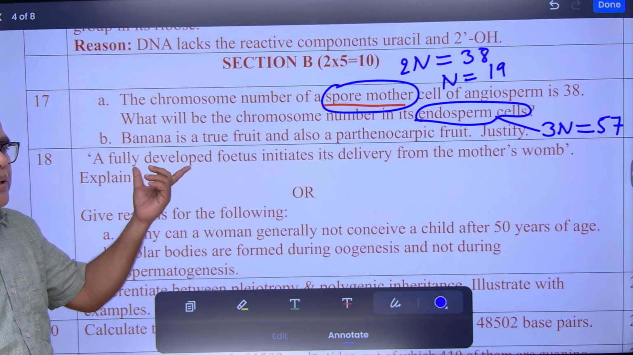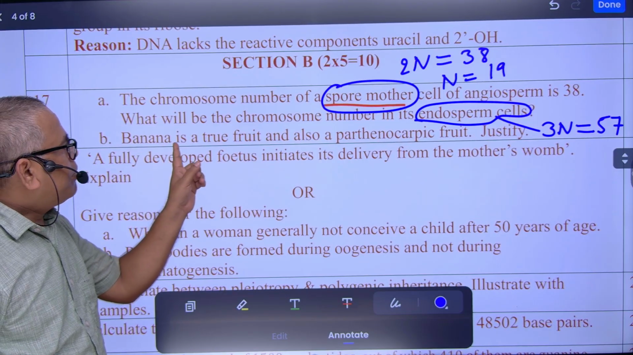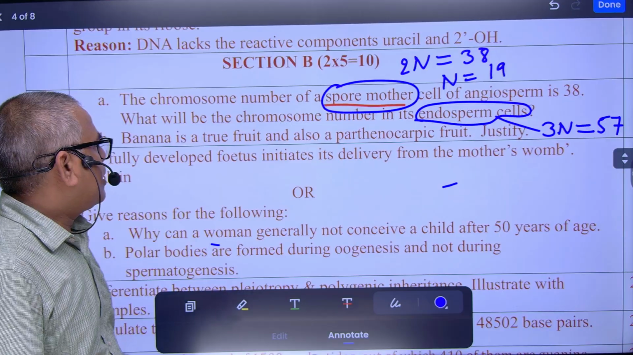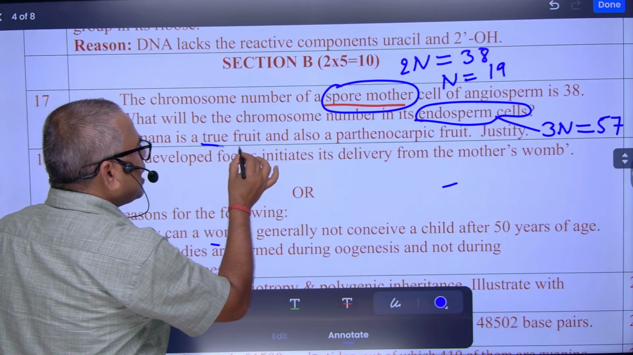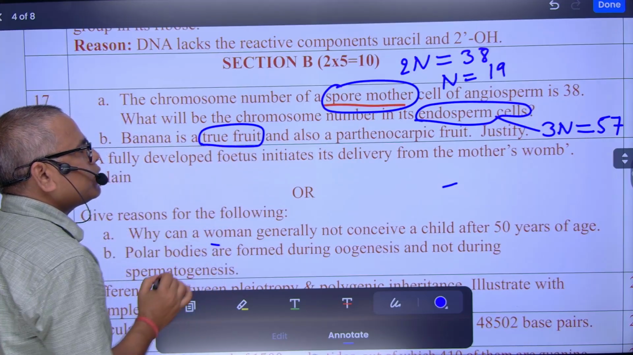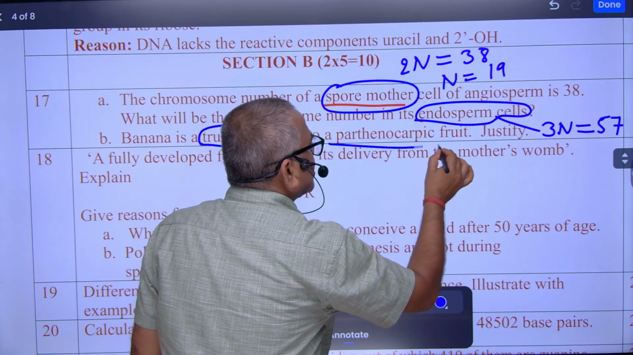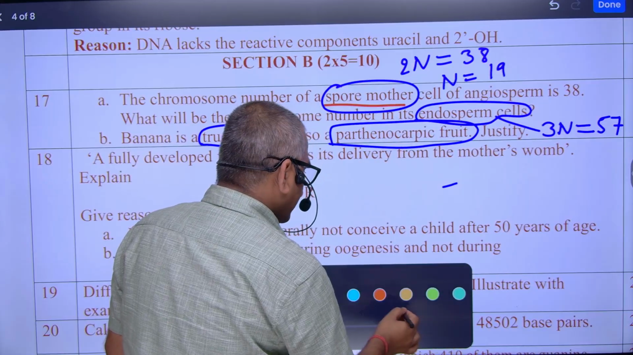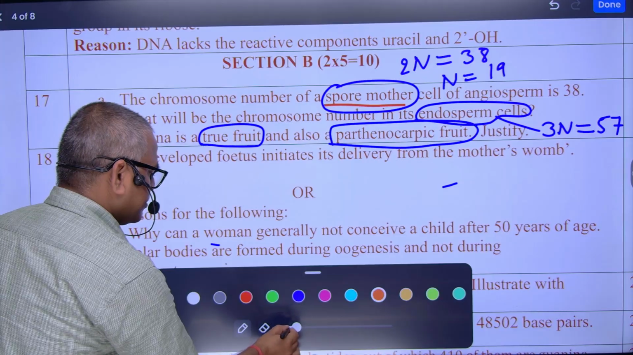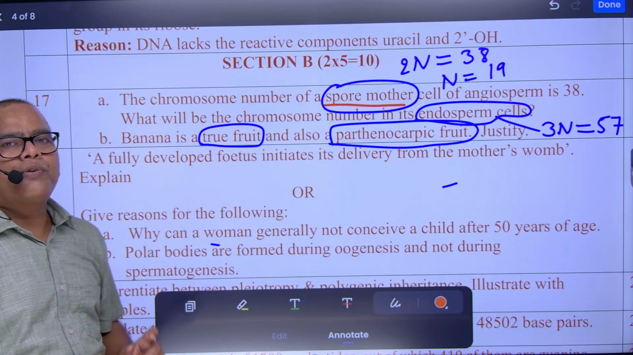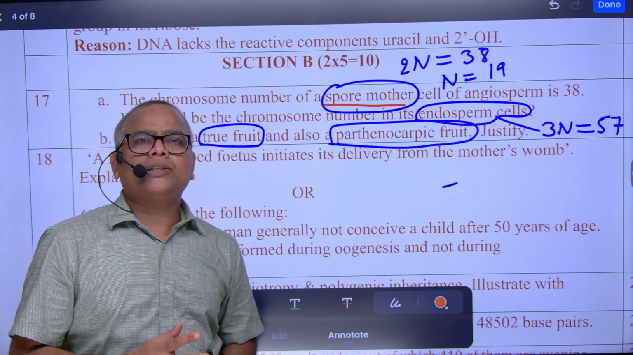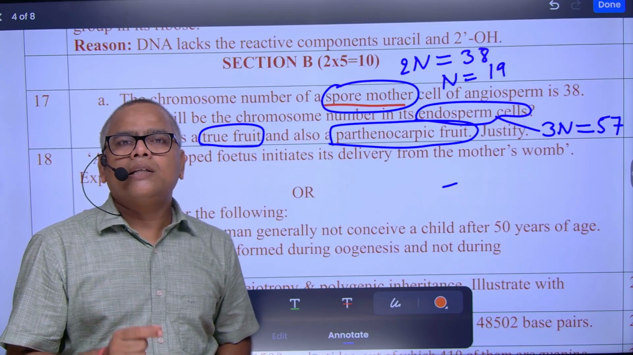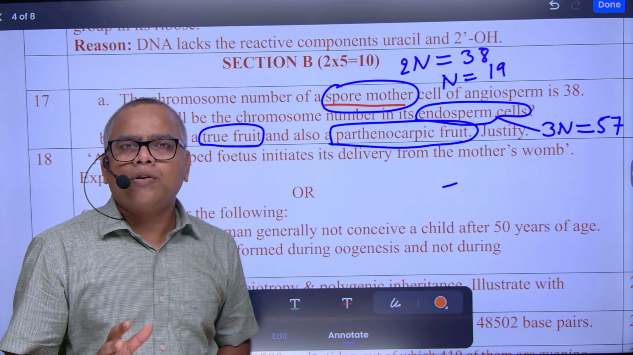Now the second part of the same question number 17 is: banana is a true fruit and also a parthenocarpic fruit. Justify. Here we basically have to define these two terms, true fruit and parthenocarpic fruit. True fruit simply means those fruits in which the food or nutrients for development of the embryo is stored in the ovary or any of its parts.